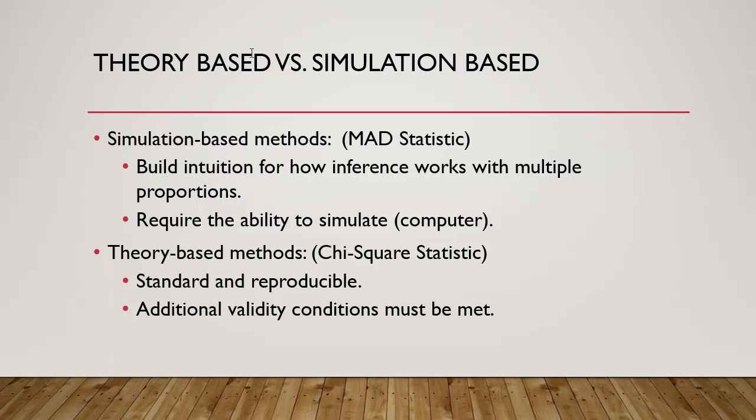Now, when we do a theory-based approach, we're not going to be using the MAD statistic. We're going to use the chi-square statistic, for reasons beyond the scope of this class. There are technical reasons why professional statisticians prefer the chi-square statistic. But for our purposes, it's a very similar thing. It's just a slightly different formula for how it takes the different proportions and compares them. Because it's a theory-based method, it's standard and reproducible. Everybody will get the same p-value because it's all following one theory-based distribution. But you do have to check that the validity conditions are met.